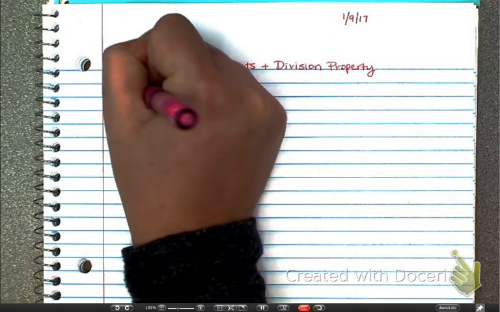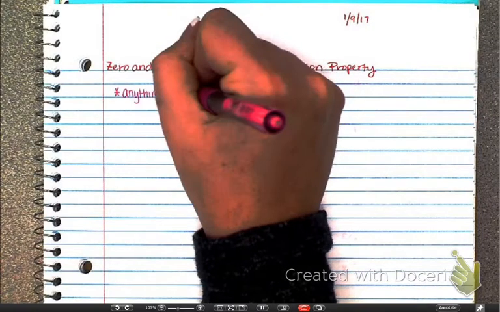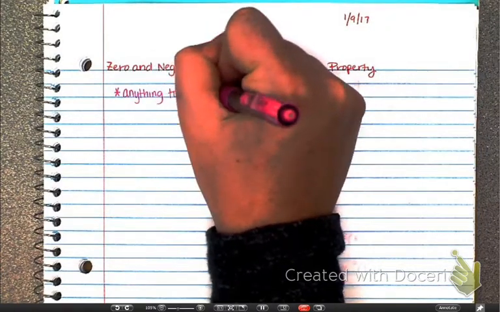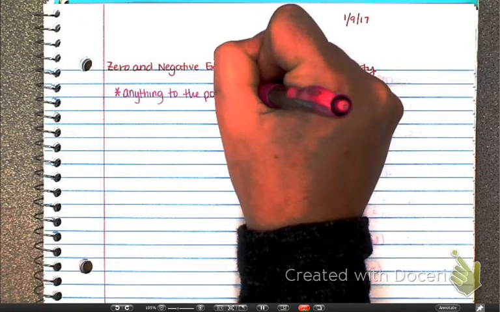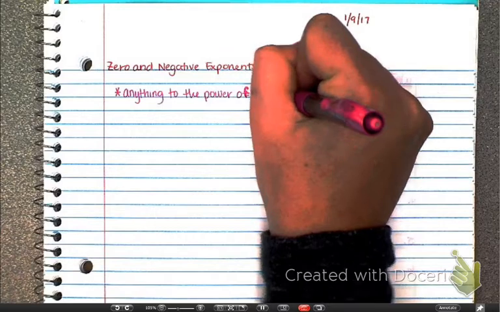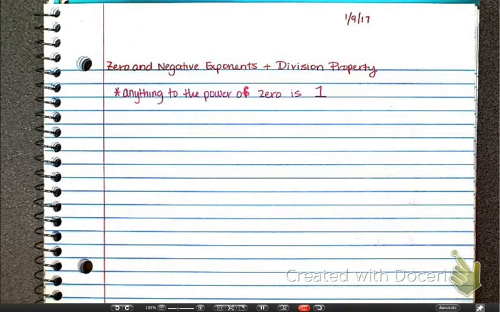Anything to the zero power, or to the power of zero, is 1. It doesn't matter what it is. I don't know how many times last year I got an answer other than 1. There's no other possibility. Anything to the 0 power is 1.